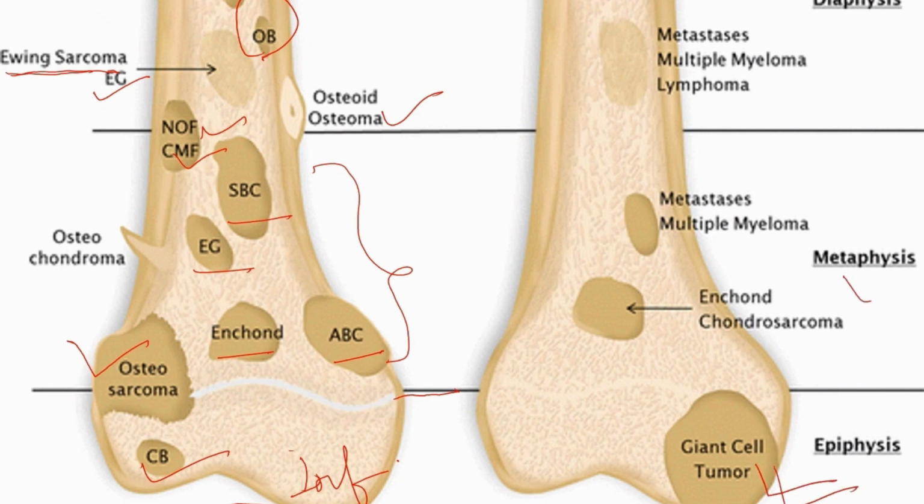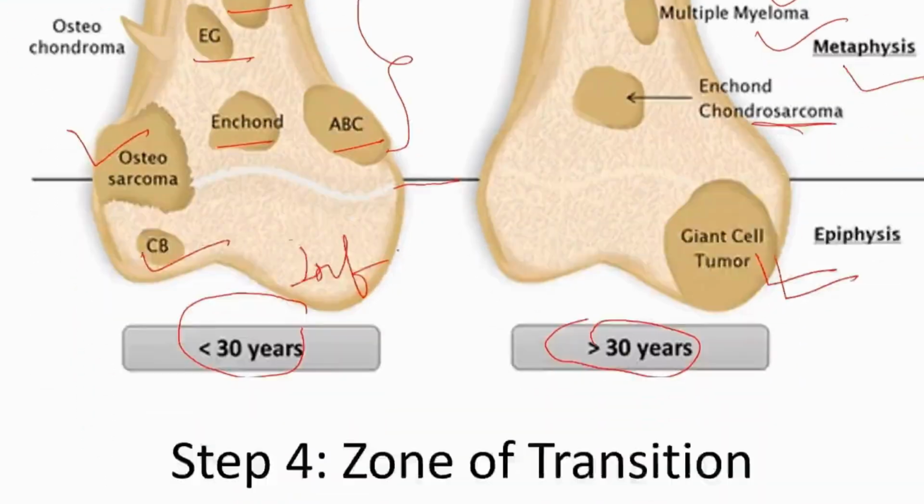So metaphyseal lesions are the enchondroma, chondrosarcoma, metastasis and multiple myeloma. So metaphyseal lesions are these four, and the diaphyseal lesions are the metastasis, multiple myeloma and lymphoma. So these three are the more common in diaphysis.